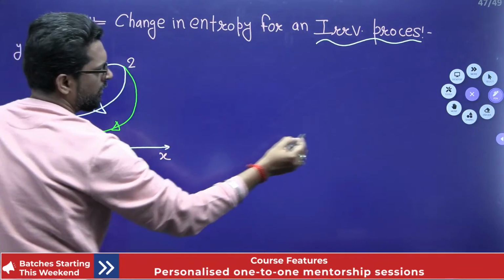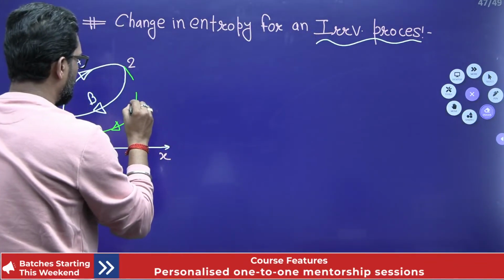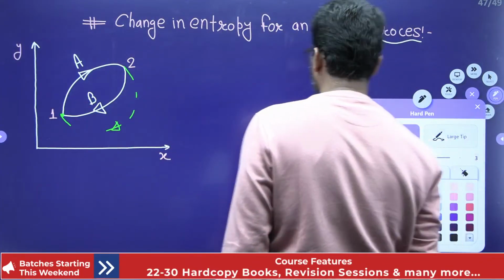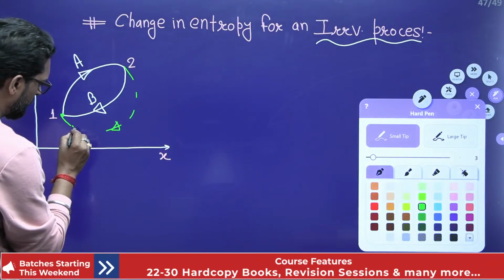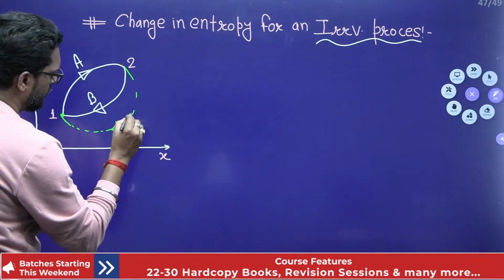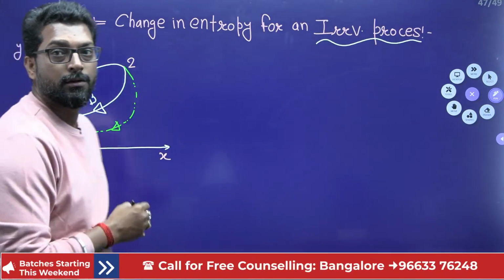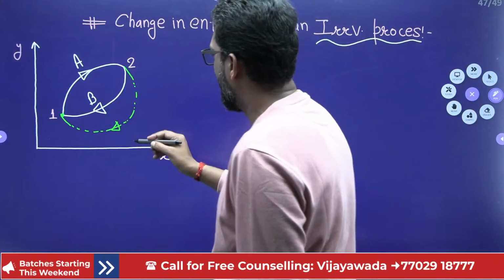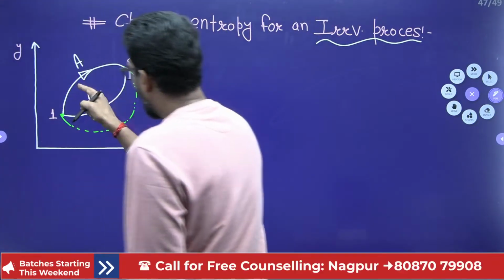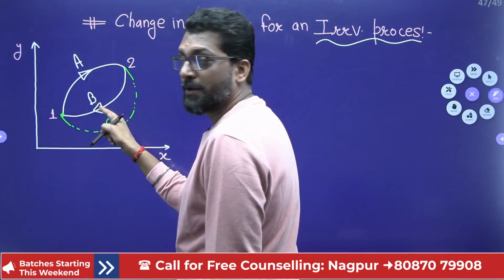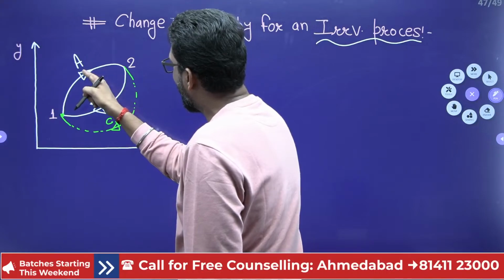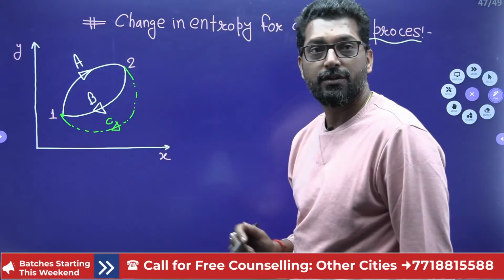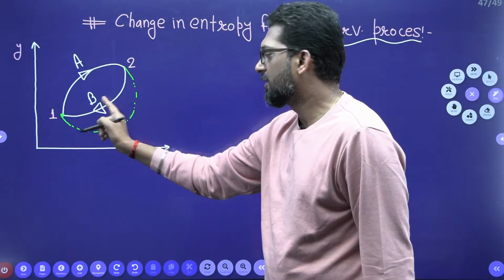So this is your irreversible dotted line. In this condition, there are two cycles. This is your C. 1 to 2 via A plus B is the reversible cycle. 1 to 2 via A plus C is the irreversible cycle. Okay, and three paths: path A, path B, and path C.